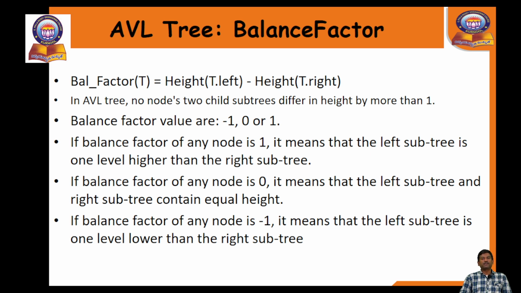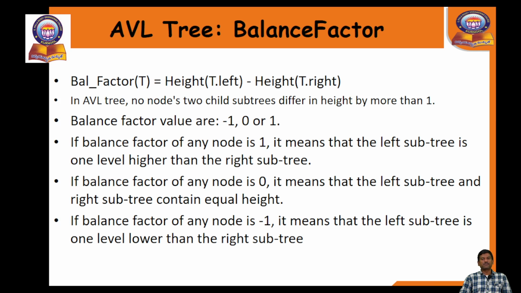That is AVL tree, it is also a binary search tree, and it should maintain a certain kind of balance factor. Every node should maintain a certain balance factor. That is, the balance factor of a particular tree or subtree is given by the height of the left subtree minus the height of the right subtree. In an AVL tree, no node's two child subtrees differ in height by more than 1. That is, it can be either one level down or one level up, but not beyond this.